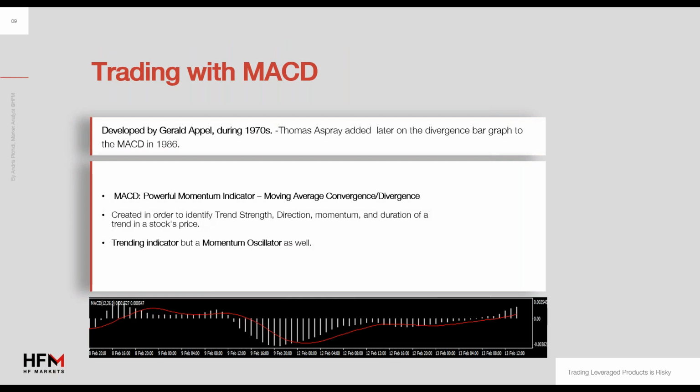MACD is something that we have covered very recently, I think 2 weeks ago. So I'm not going to go through it in depth. I will just say that it's a trending indicator, but a momentum oscillator as well. It turns into 2 trend following indicators: the moving average, which is the red line, and the oscillator, with these histograms that present the momentum.